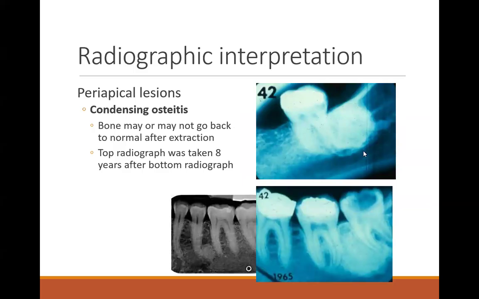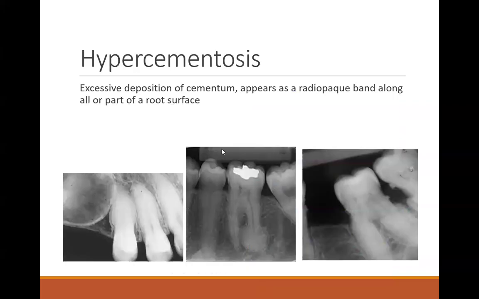For this one, this tooth is the before, this is the after. But you can see after a while that condensing osteitis was still there. This picture is before they took out this infected tooth, and then 8 years later they took another radiograph, and you can still see that condensing osteitis. So it doesn't always leave or resorb.